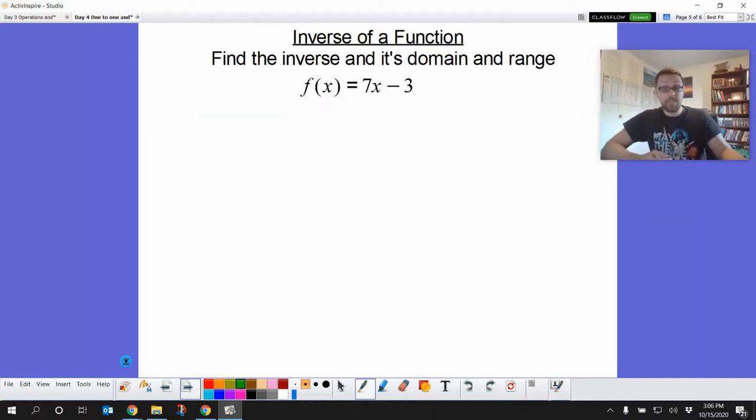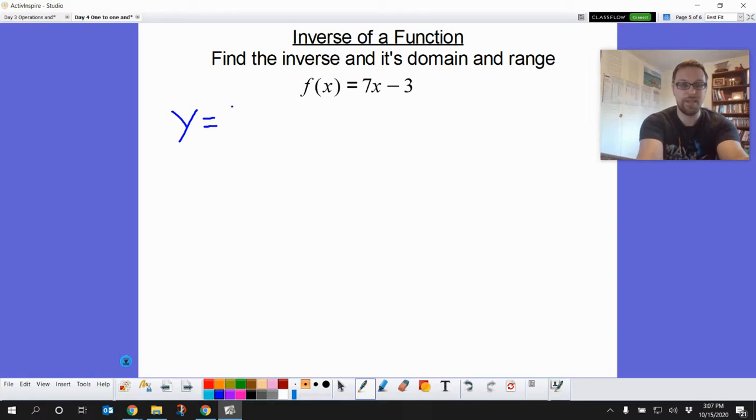So let's try this out. Let's find the inverse and its domain and range. First thing I like to do if I'm trying to find an inverse is I replace f of x with a y, because that's all f of x is. It's really just a fancy way to write a y. Now I'm going to create the inverse. So this is the original function.